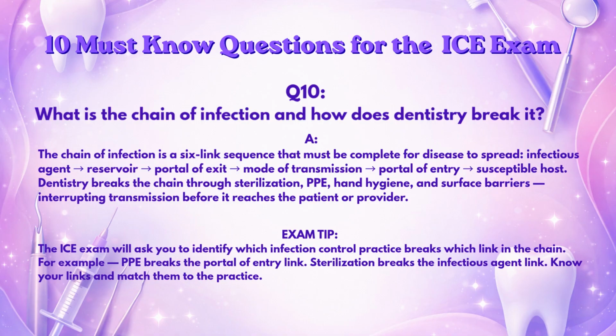Exam tip: the ICE exam will ask you to identify which infection control practice breaks which link in the chain. For example, PPE breaks the portal of entry link, sterilization breaks the infectious agent link. Know your links and match them to the practice.